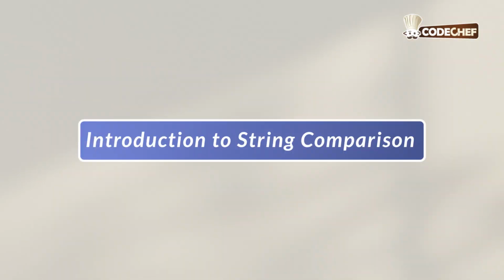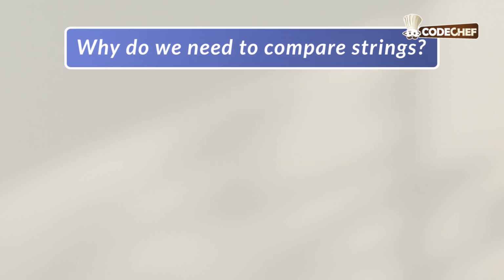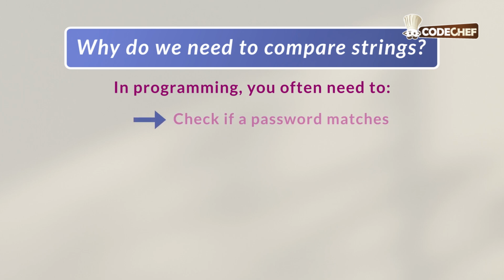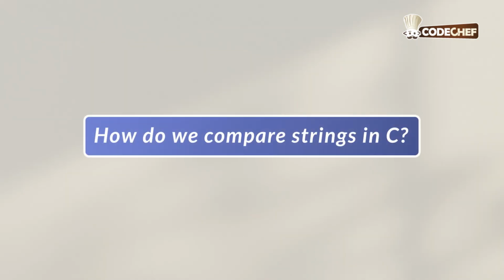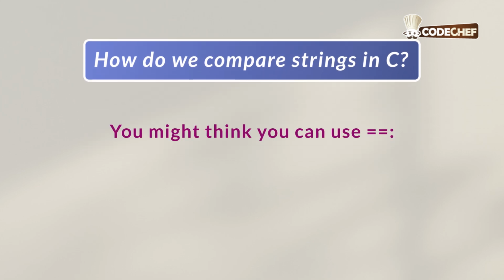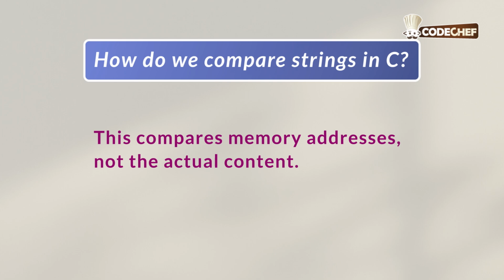Now let's talk about comparing strings. Why do we need to compare strings? In programming, you often need to check if a password matches, sort names alphabetically, verify user input, organize data, search for specific text. So how do we compare strings in C? You might think you can use the equal to operator, like if string1 == string2. You should not do this. This doesn't work. It merely compares memory addresses, not the actual content.